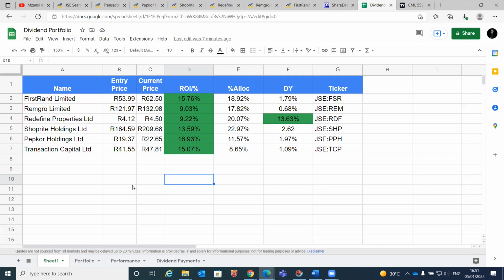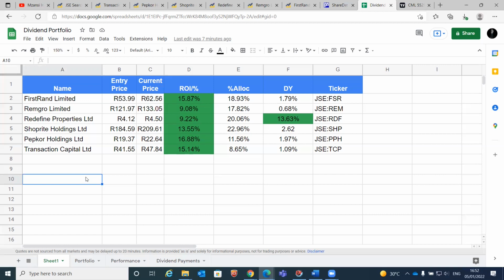At the moment I have about 5 companies. Let me just count them to be sure. So I have 6 companies in my dividend portfolio. As you can see, I don't think they are sorted in alphabetical order. They are just there. But in that portfolio, I have Firstrand Limited, Remgro Limited, Redefine Properties, Shoprite Holdings, Pepkor Holdings, and Transaction Capital.